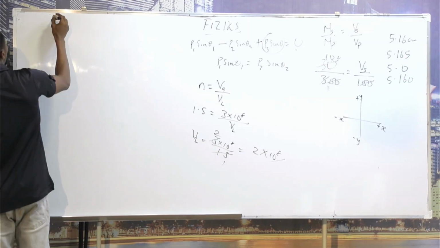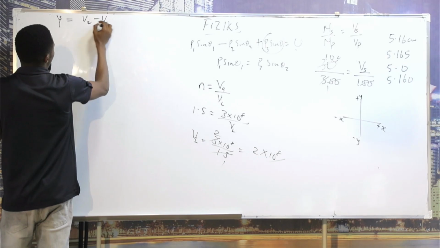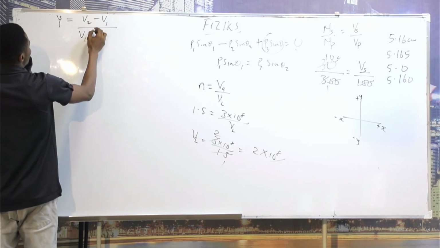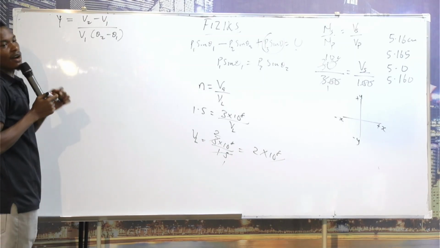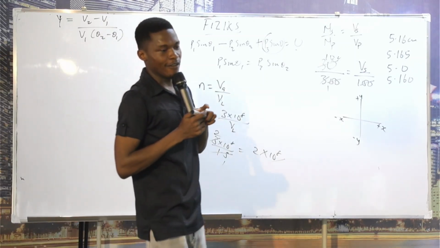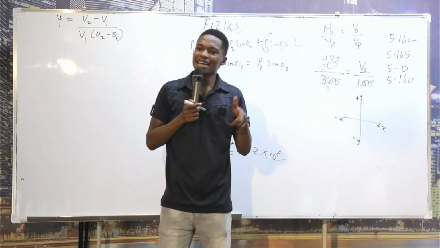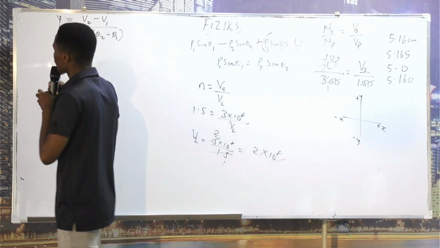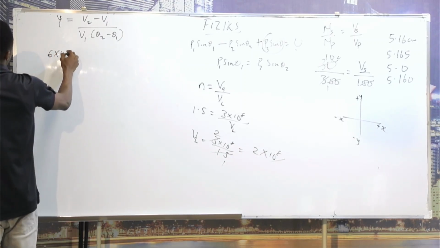Now, volume expansivity gamma is V2 minus V1 over V1 times theta 2 minus theta 1. But they did not give us volume expansivity. What they gave us was linear expansivity alpha. Can we convert that alpha to volume expansivity? Multiplying by 3, and if you do that, you will have 6 times 10 power minus 5.